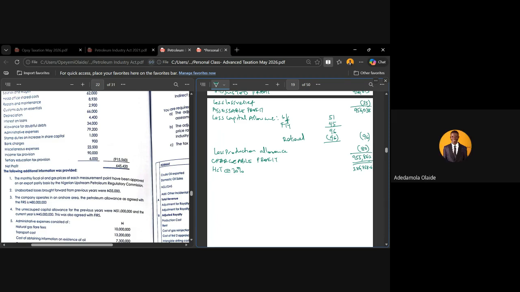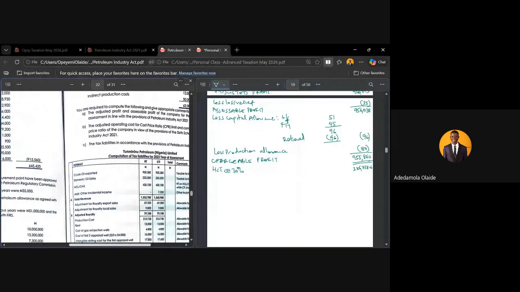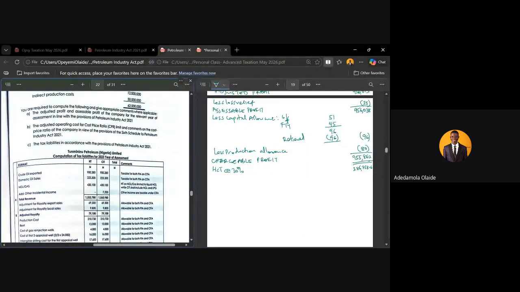So having done this, all we have still done is computed hydrocarbon tax. But what they ask us to do is to compute tax liability, so we are computing CIT also. So we can now say computation of company income tax for year of assessment. Since the profit is for 2023, that will be 2024 year of assessment.